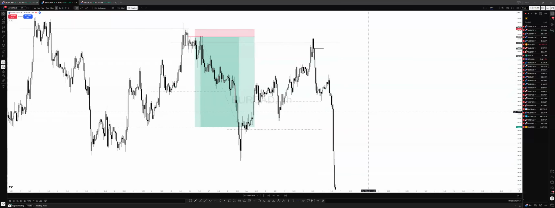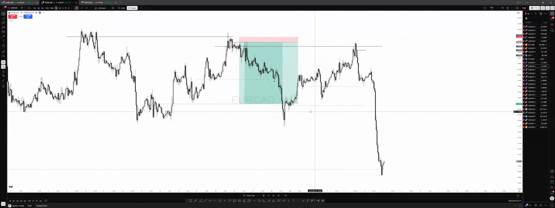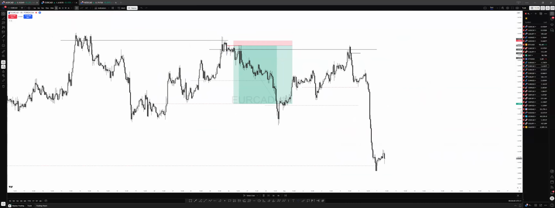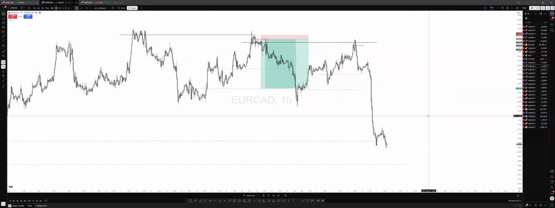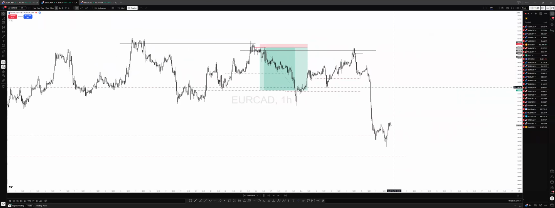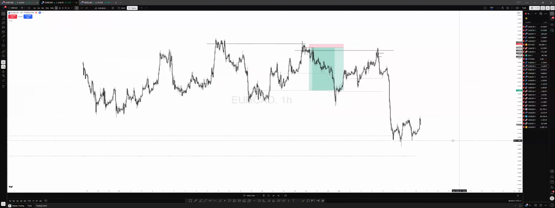All right, TP1, TP2, TP3. Now look at where we took our entry from. This very tiny point here. All right, this seemingly insignificant level is where we've taken our entry from.